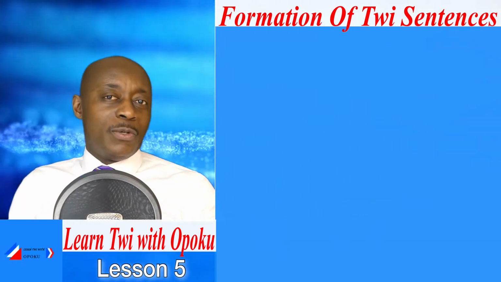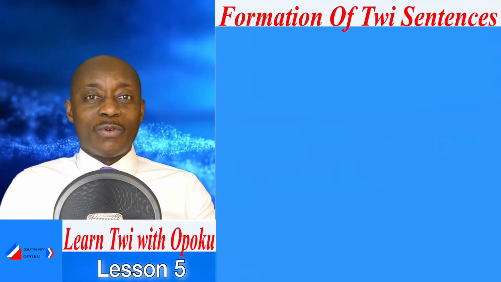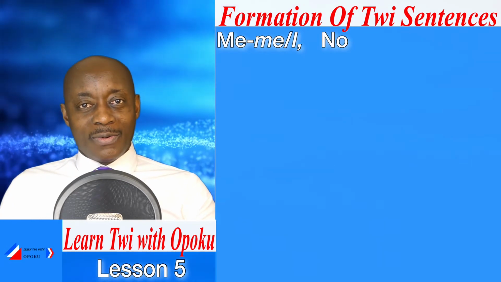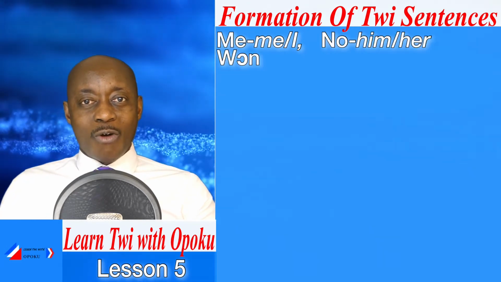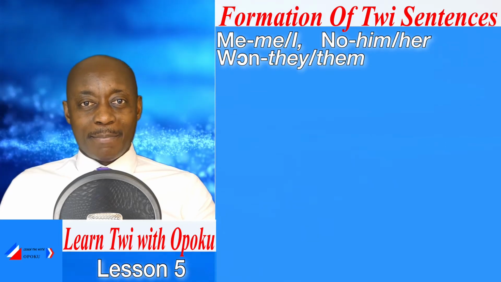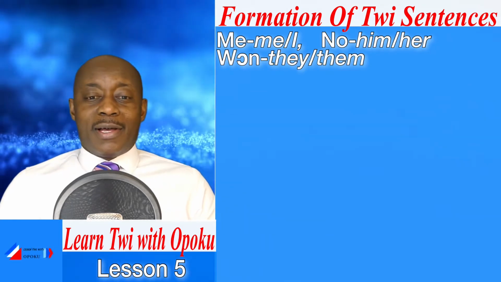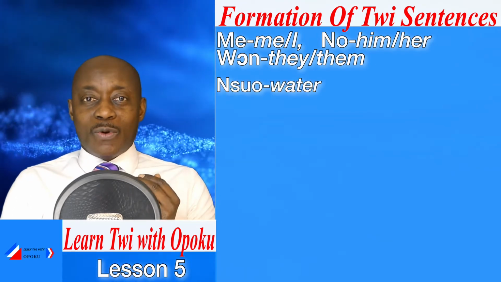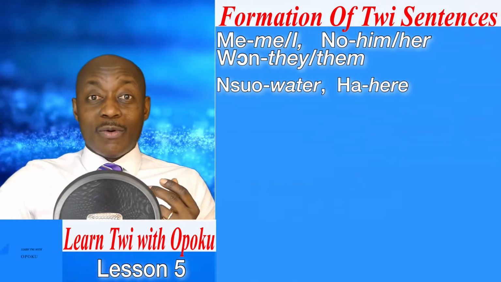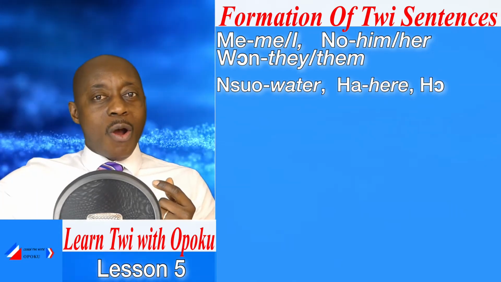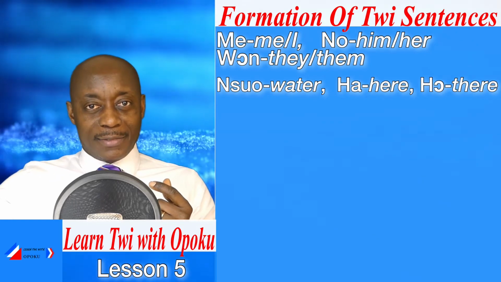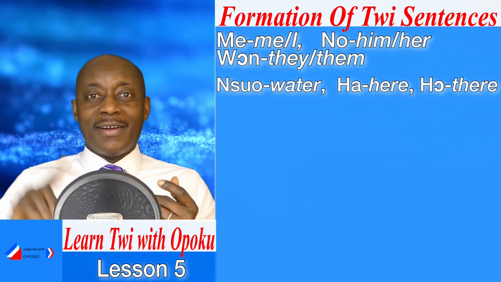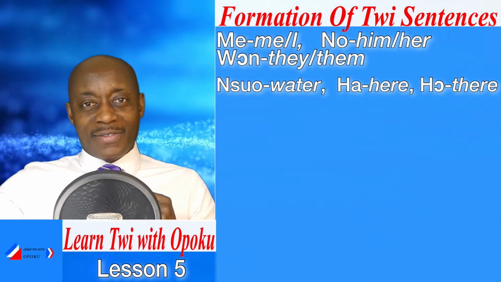Okay, let's get our pronouns ready. The pronouns that we'll be using as far as this lesson is concerned are as follows. Me, which means me or I. No, him or her. Won, they or them. Let's get some nouns. The nouns that we'll be using include water, nsuo. Ha, meaning what? Here. Ho, meaning what? There. So we have nsuo, water. Ha, here. Ho, there.